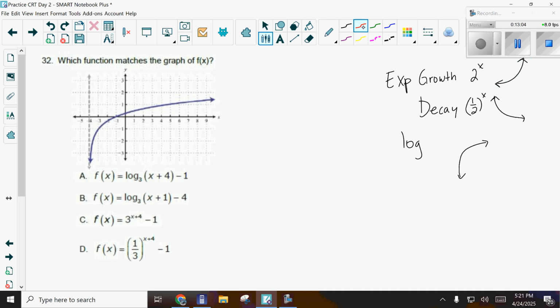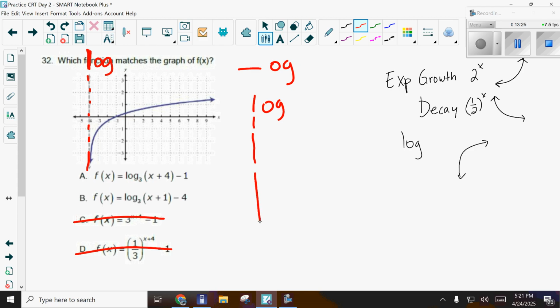Now, how do I know that this one is a log? Because of the word log. Logs create vertical asymptotes. The way my mind works is this L right here looks like the dotted line for the asymptote. So that means it can't be these two. If the asymptote was going across, then it can't be a log, because we don't write log like this. It goes like this, log. So that way the asymptote goes this way. Okay, here are these.